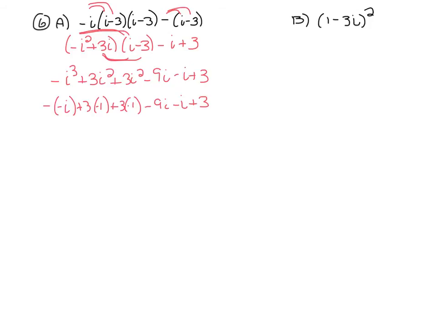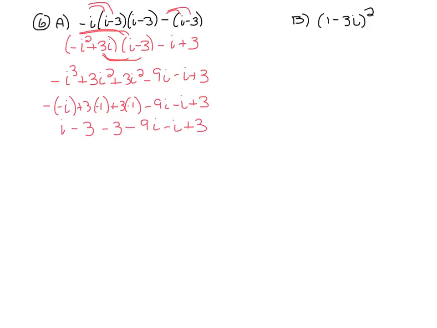Okay, so from here, a negative times a negative is a positive, so we'll wind up with positive i. And 3 times negative 1 is negative 3. Again, 3 times negative 1 is negative 3. And I'll just bring everything else down again. So minus 9i, minus i, and plus 3.